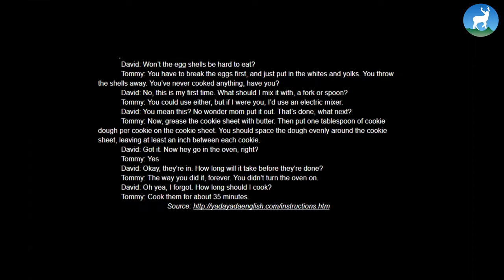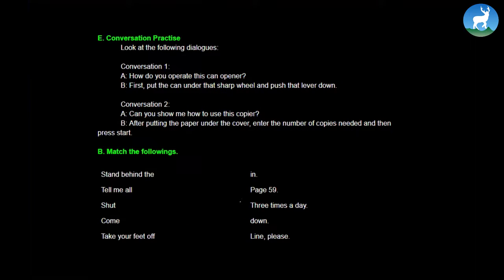Now here the source the book has mentioned, from where this is extracted. And this is about how to make a cookie. What we have to understand here is the instruction has been given here on how to make a cookie. Now let's move further and look at this conversation. Conversation, look at the following dialogues.